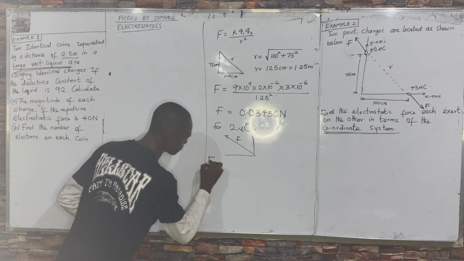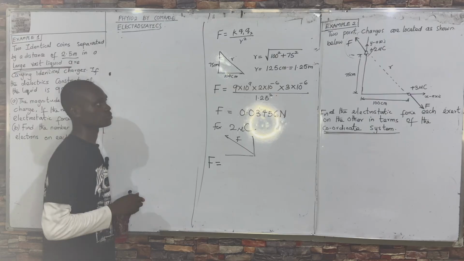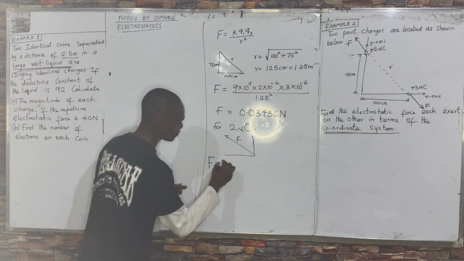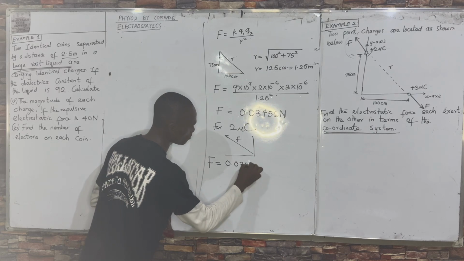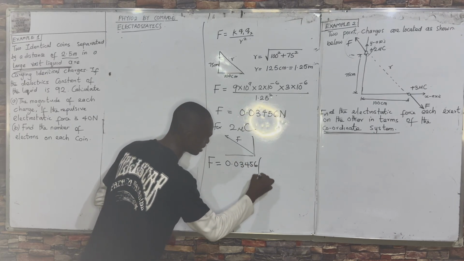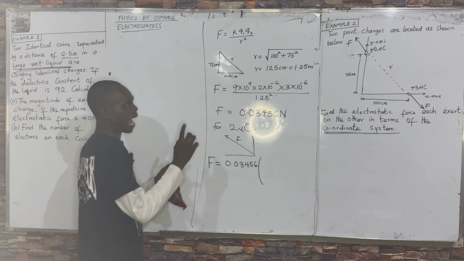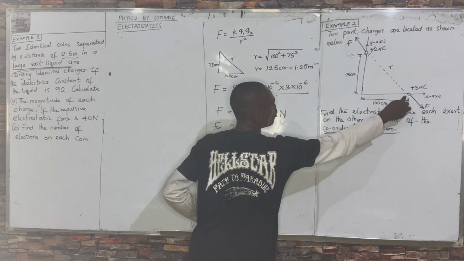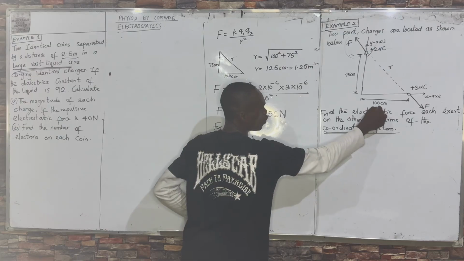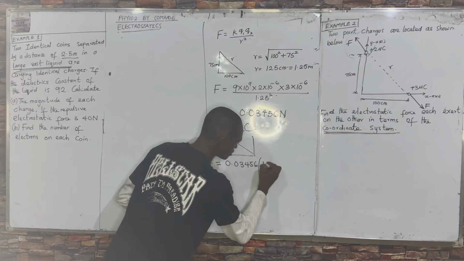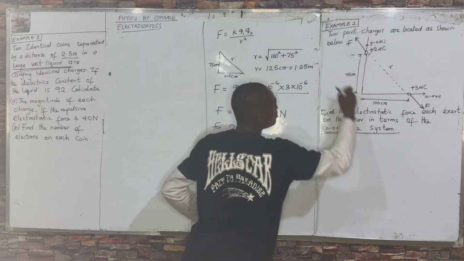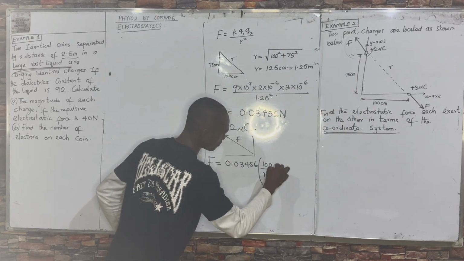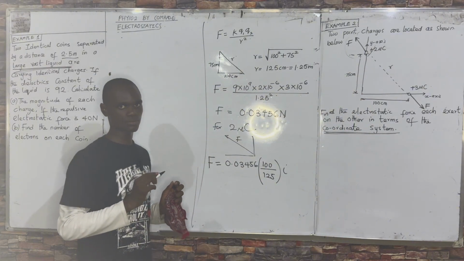Now, how do you resolve this force? The force F is equal to, now, what is the force? What's your value for force? 0.03456. You now put bracket. I want to do for the horizontal. For the horizontal, you will now say, what is the movement in the horizontal? The movement is what? 100. So I have 100 over what is the total as a result of these two. The total is what? 125. Then I. You seen it?